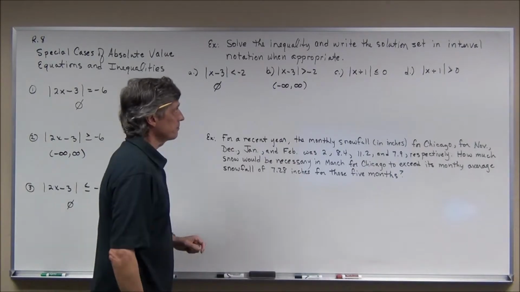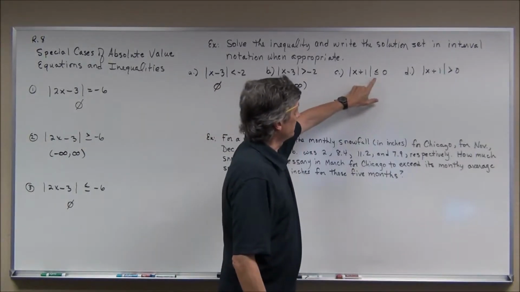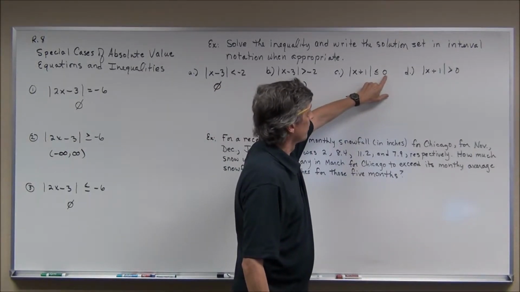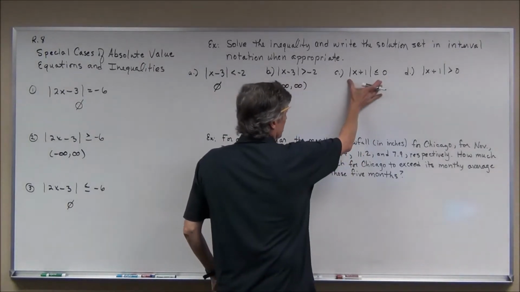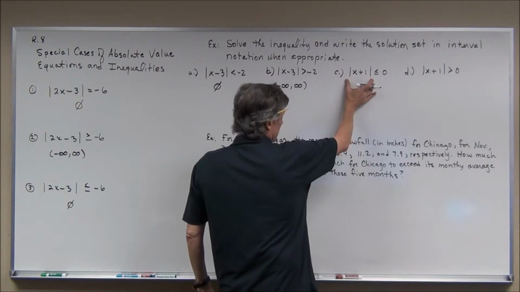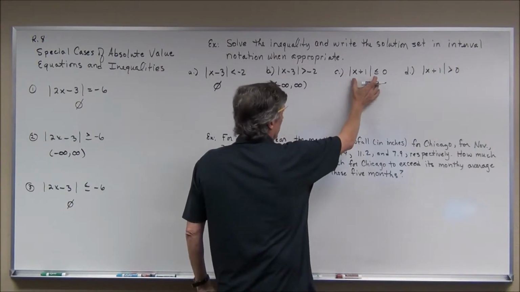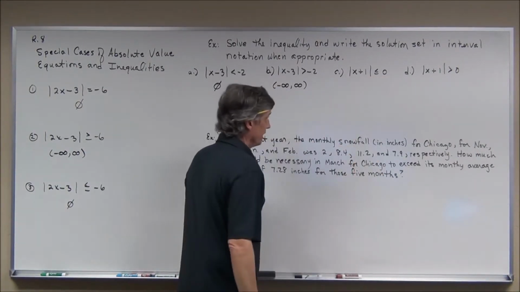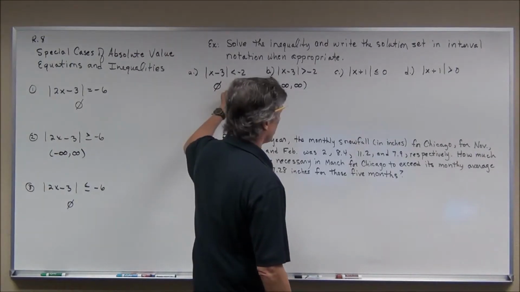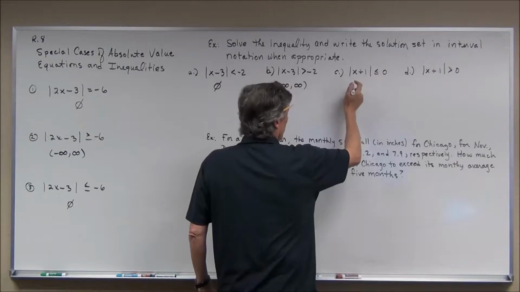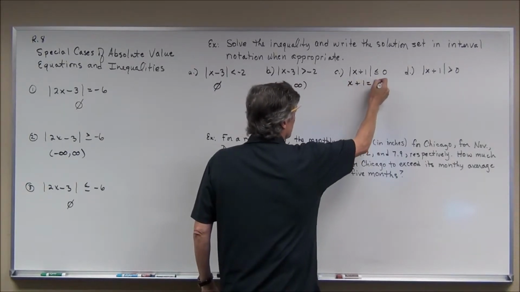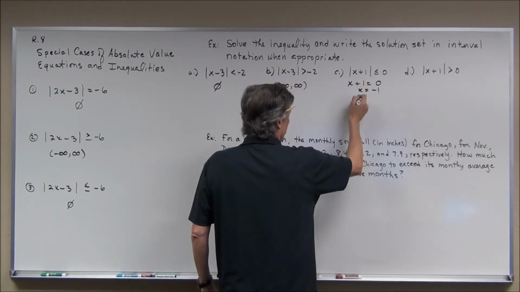It's an identity. This is a little different because I have a 0 here. I don't have a negative number. I don't have a positive number, but I have a 0 here. So I look at this and I say, okay, when is the absolute value of x plus 1 less than or equal to 0? It's never less than 0. That's kind of what we were talking about here. It can't be negative, but it can equal 0. X plus 1 can equal 0, which means x can be -1.